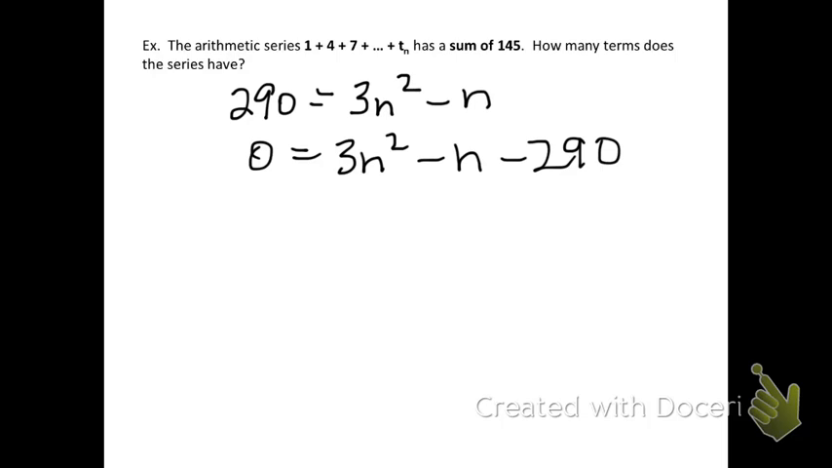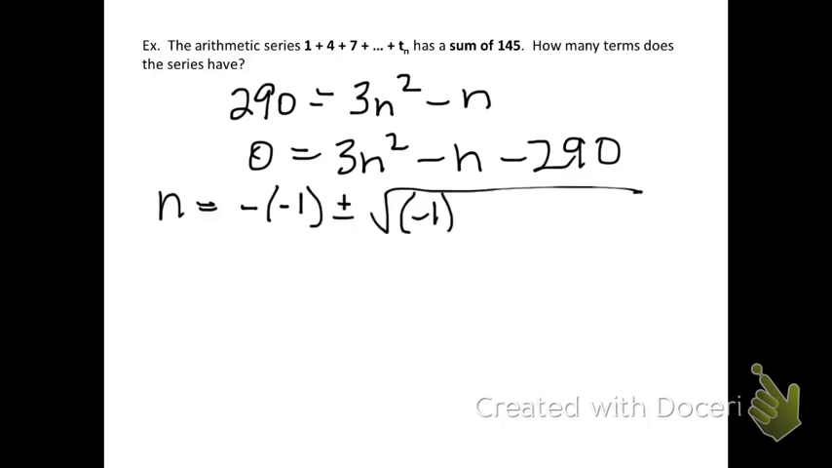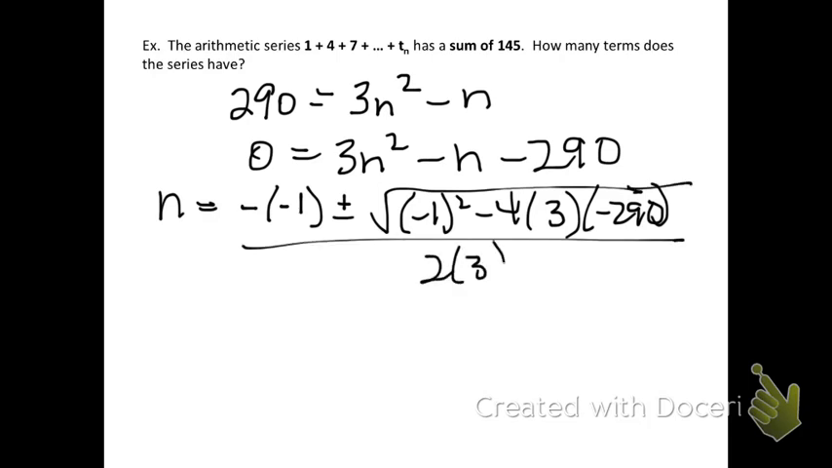Now, I'm not very good at factoring, and there is no way I'm going to waste my time trying to factor this, so I'm going to try and solve for n using the quadratic formula, which is minus b, which is minus negative 1, plus or minus the square root of b squared minus 4 times a times c, all over 2 times a. I'm assuming you can do this math all right.